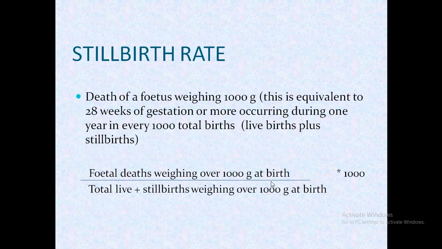What do you mean by stillbirth? Death of a fetus weighing 1000 grams, which is equivalent to 28 weeks of gestation or more, occurring during the 1 year in every 1000 total births. We calculate this per 1000 live plus stillbirths. Here the denominator is the combination of total live births as well as stillbirths, and the numerator is fetal deaths weighing over 1000 grams at birth.